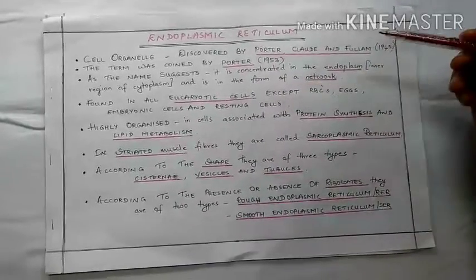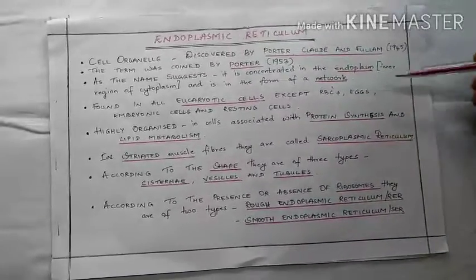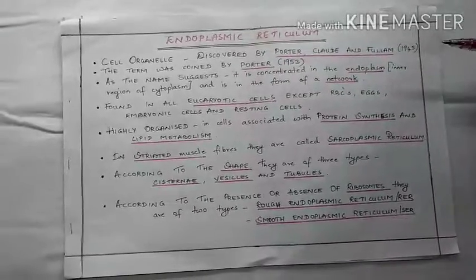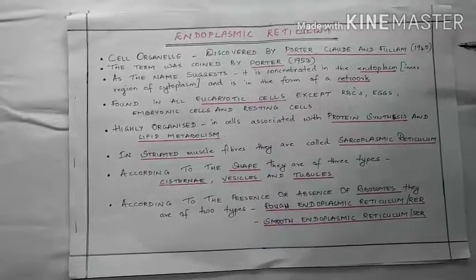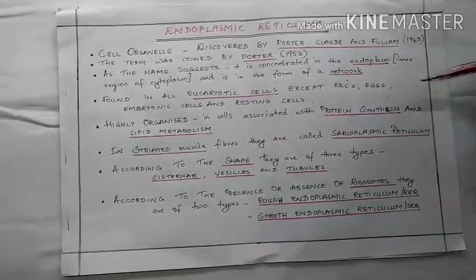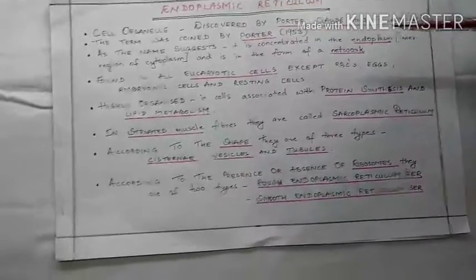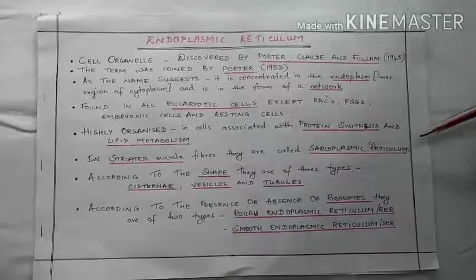It is found in all eukaryotic cells except erythrocytes or RBCs, eggs, embryonic cells, and resting cells. They are highly organized in the cells associated with protein synthesis and lipid metabolism. In the striated muscle fibers, they are called sarcoplasmic reticulum.